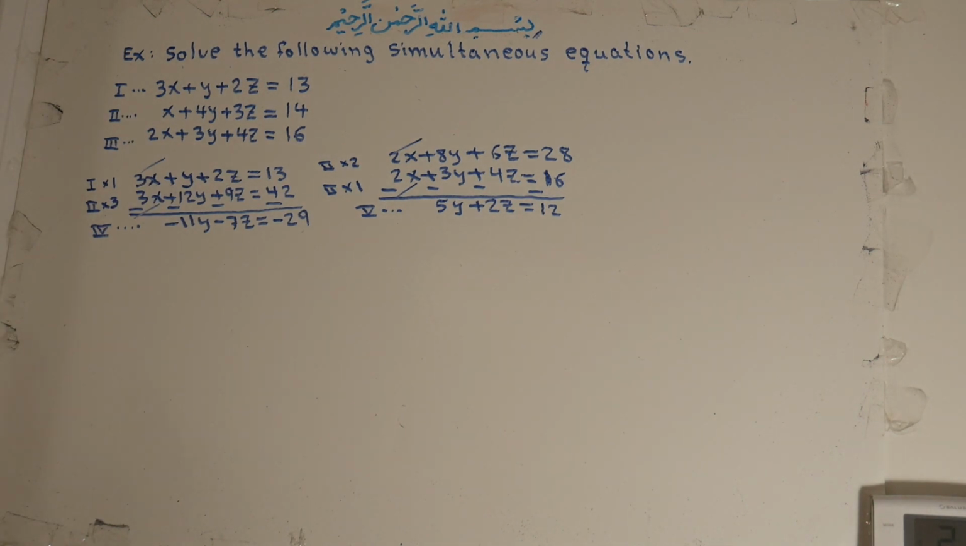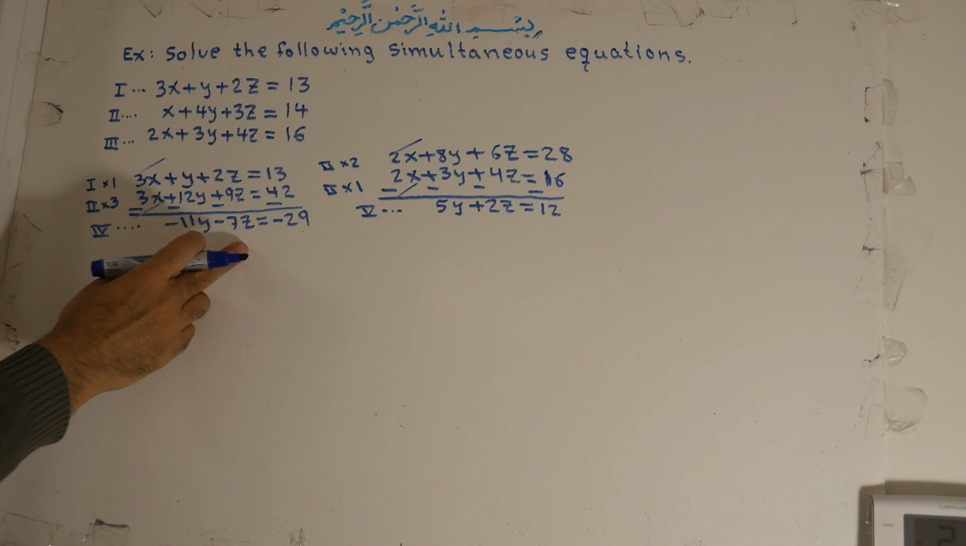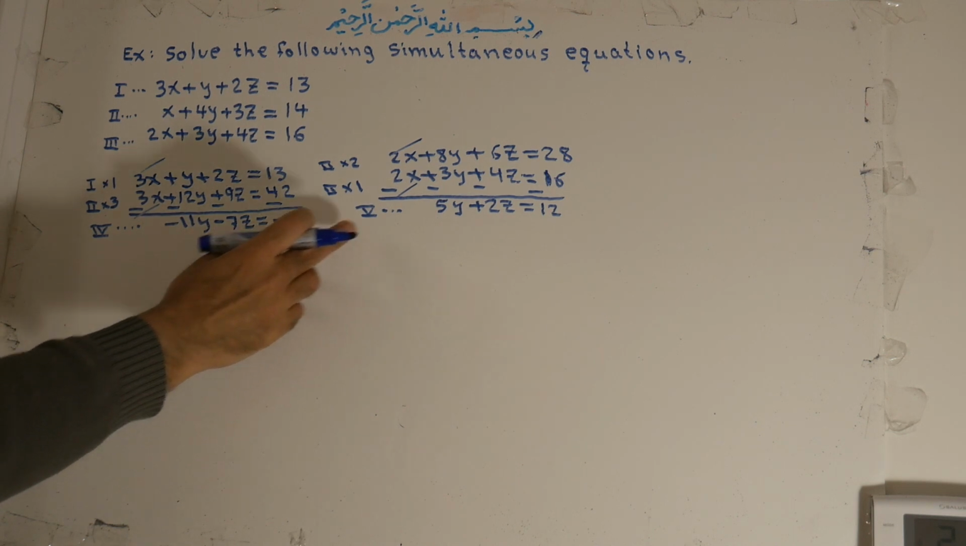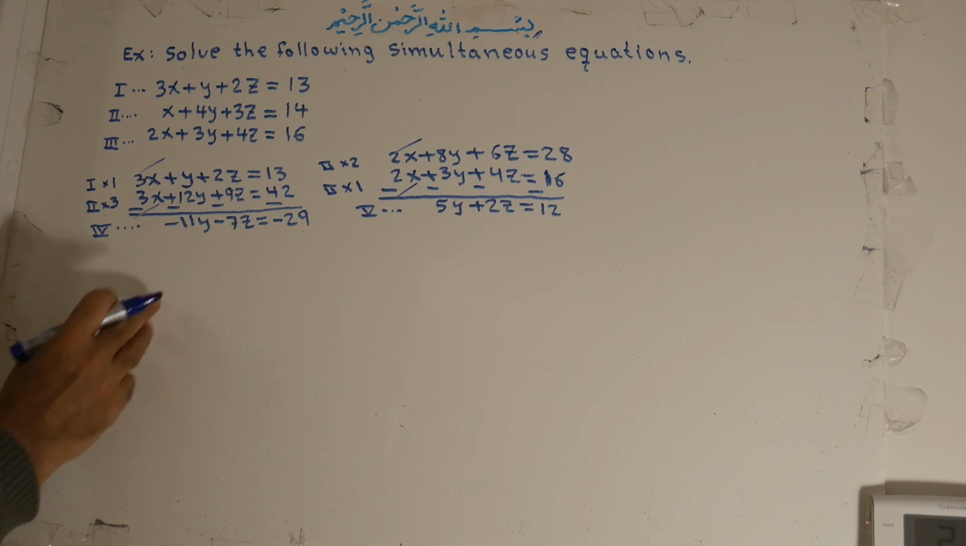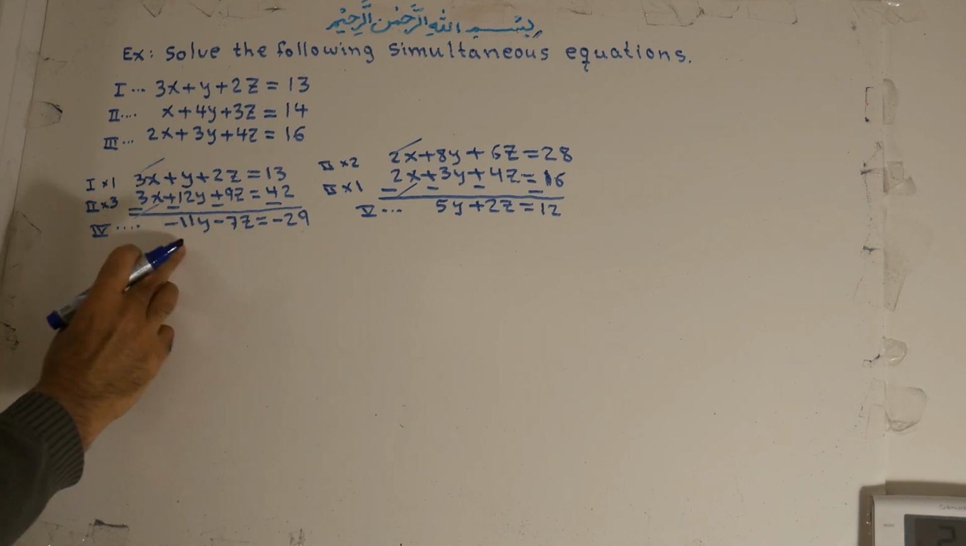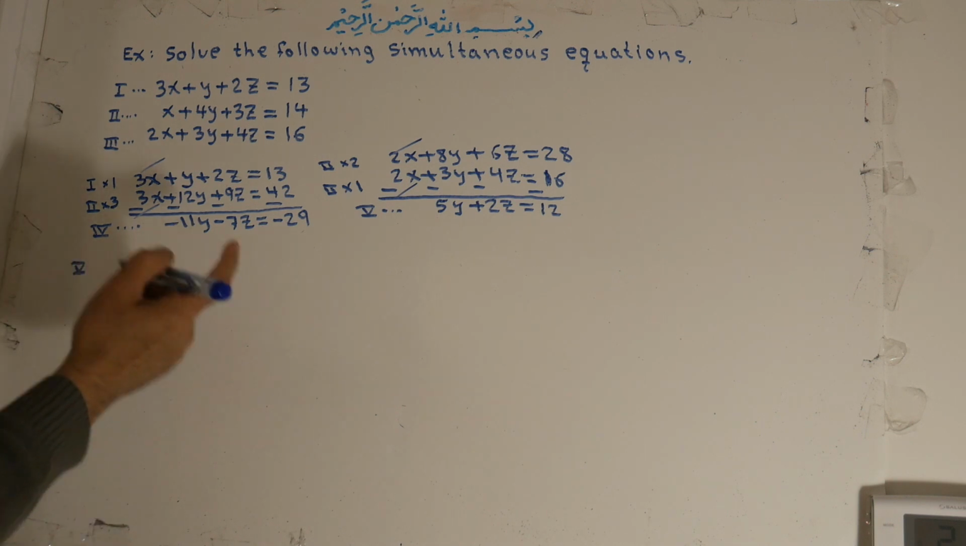Now equations number 3, 4 and 5 are the equations with two unknowns. One unknown is y, the other unknown is z. Now we use the elimination method for these two equations. For example, for equation number 4, we want to eliminate the y.